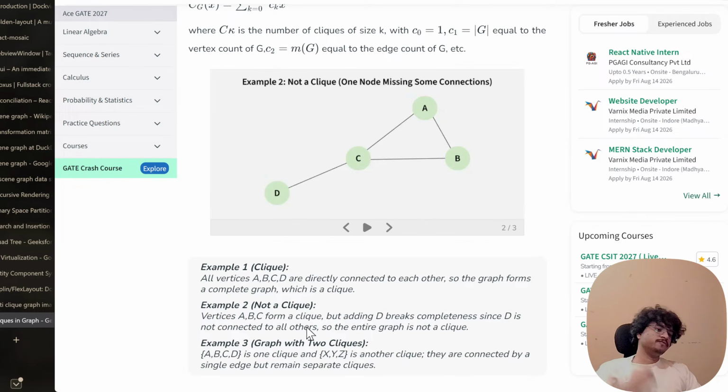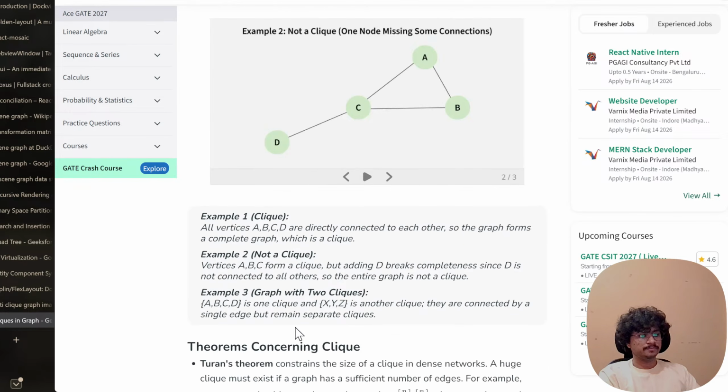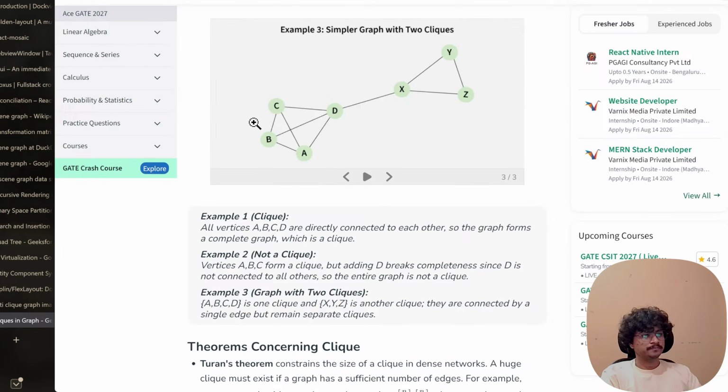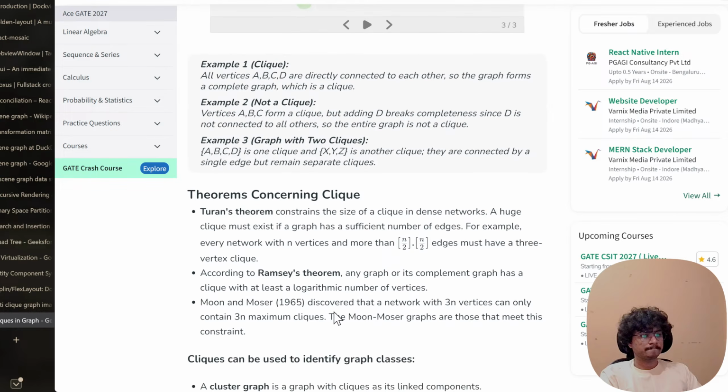Vertices A, B, C form a clique, but adding D breaks the completeness since D is not connected to all other nodes. So the entire graph is not a clique. Graph with two cliques. Any graph or its complement graph has a clique with at least a logarithmic number of vertices.